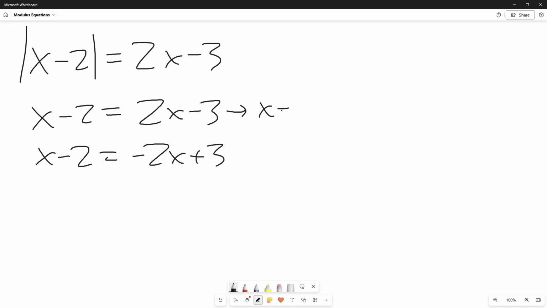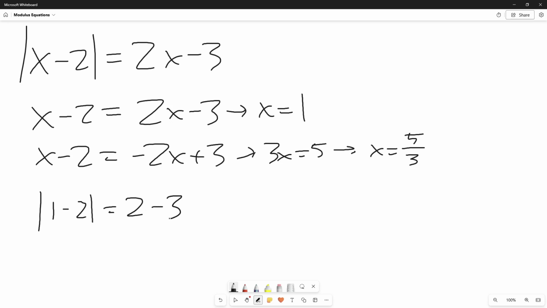This one will get you x equals 1. This one gets you 3x equals 5, or x equals 5/3. So now we have both of our solutions. But you have to plug both of them into your original equation to make sure both of them work. So let's try x equals 1 first. This would be the absolute value of 1 minus 2 equal to 2 minus 3. And we can rewrite this as the absolute value of -1 is equal to -1. And that's not true because the absolute value of -1 is 1, and that's not equal to -1.